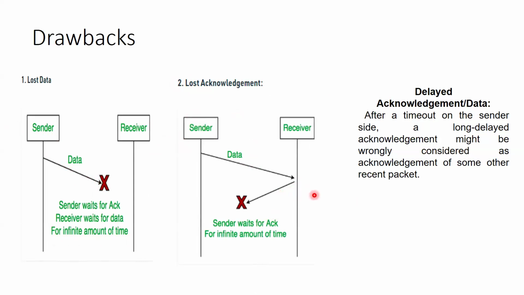The receiver received the data and sends the acknowledgement to the sender. The acknowledgement was sent from the receiver already, but the sender is waiting for the acknowledgement for an infinite amount of time. We can't predict how long it will take. That's the main drawback: the loss of data and the loss of acknowledgement in stop and wait flow control. Okay, coming to the second one, that's sliding window flow control.